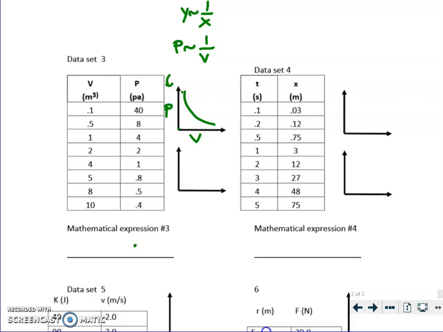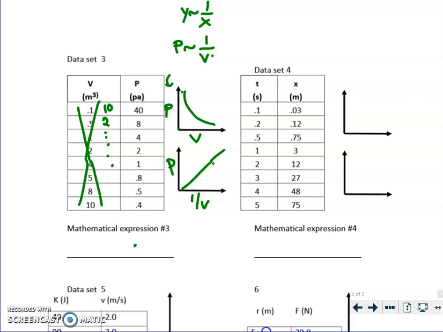So I take my p, I want to put it there, and I want to plot 1 over v right here. In order to do that, I've got to get rid of this data in L1 and put in 1 divided by 0.1. So 1 divided by 0.1 is 10. 1 divided by 0.5 is 2, and so on and so forth. Such that when you graph this, you should get a straight line.